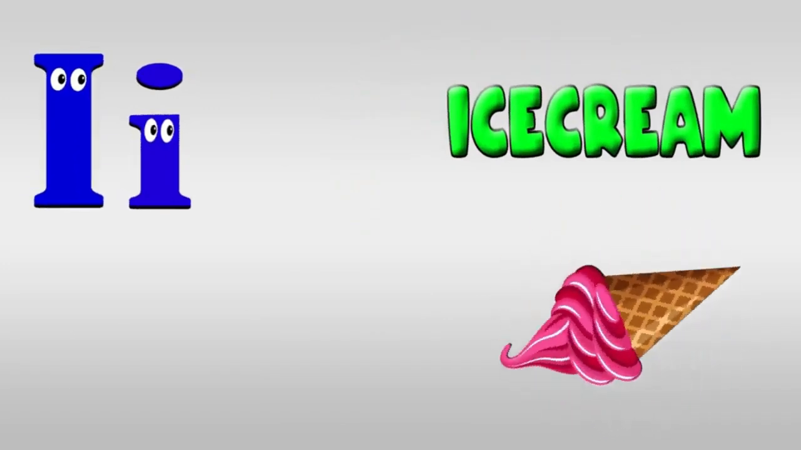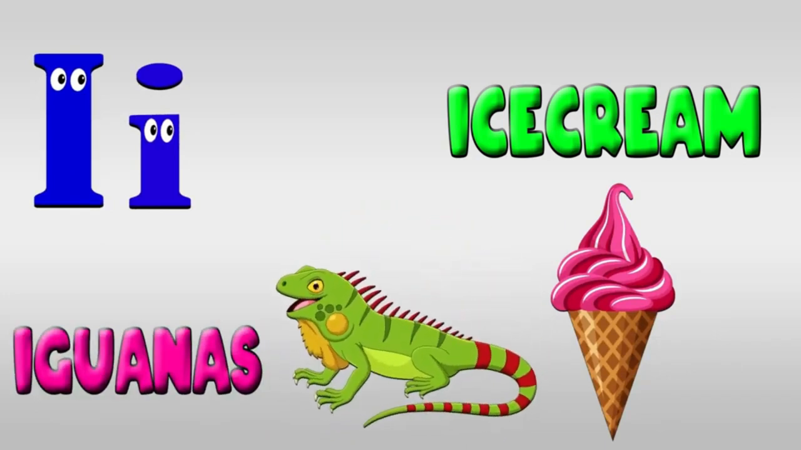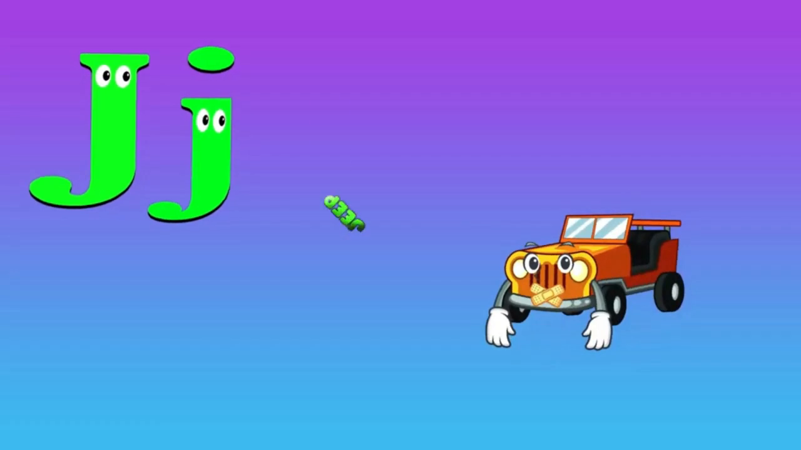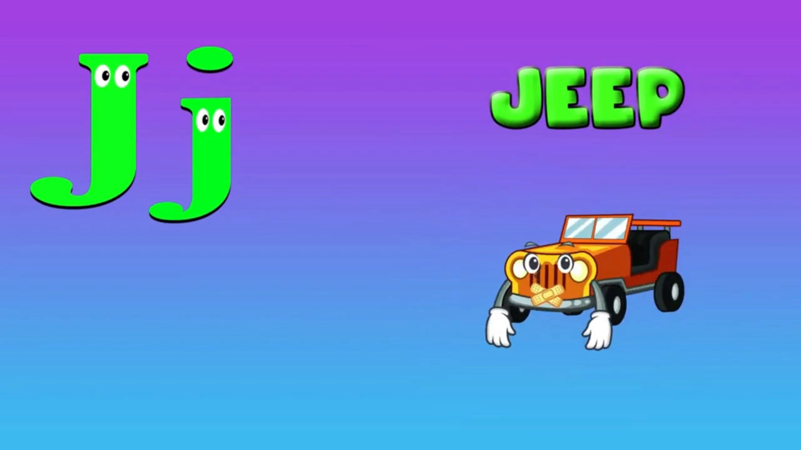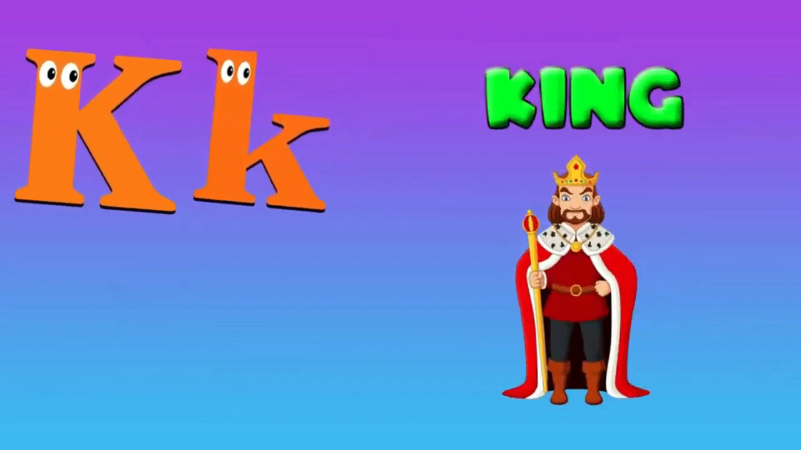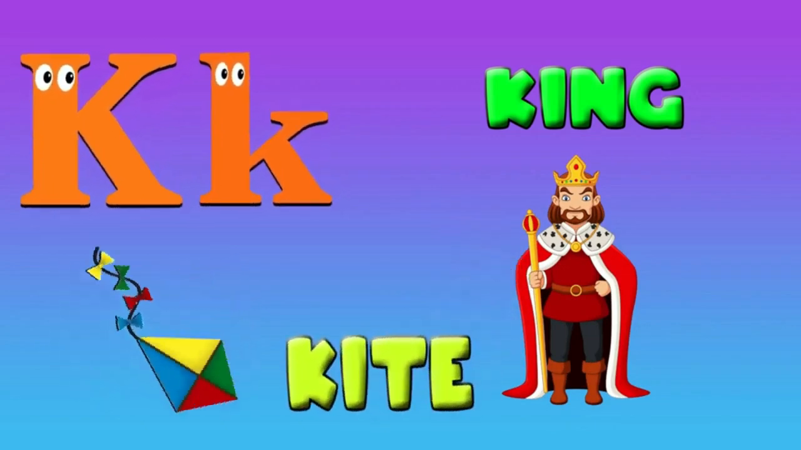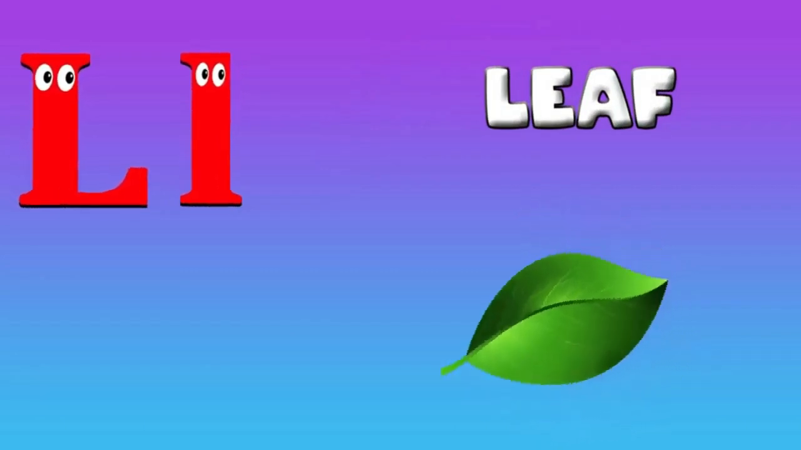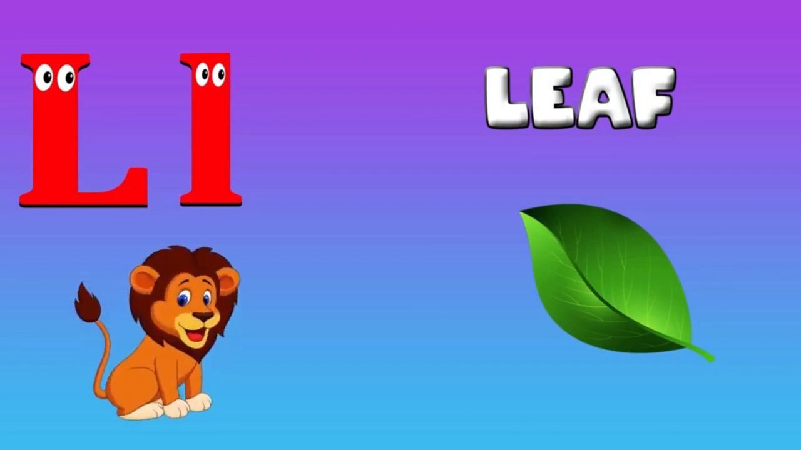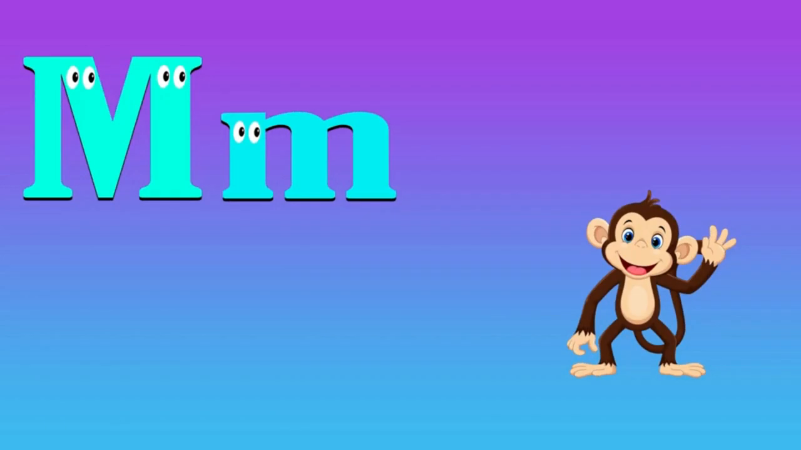Ice cream. Jeep. J for jug. Jug. K for king. King. K for kite. Kite. L for leaf. Leaf. L for lion. Lion. M for monkey. Monkey.